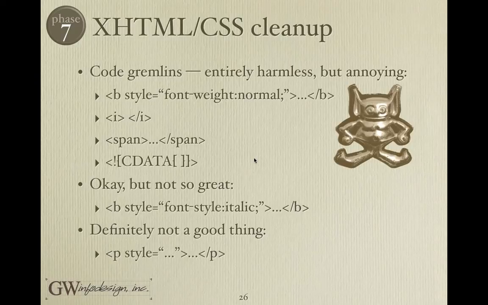So now that we're dealing in text, just kind of a look, I was referring to Code Gremlins, bonus points if you know what that logo is from. This first set, in this first bullet here, is stuff that's harmless. There's no visible output from it. But again, working in text, I find it really annoying because it just masks all of the actual content I'm trying to work with. My favorite is the B style font weight normal, which basically negates itself.